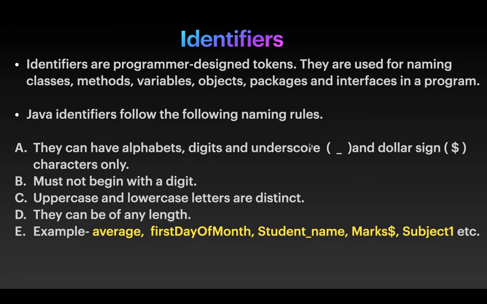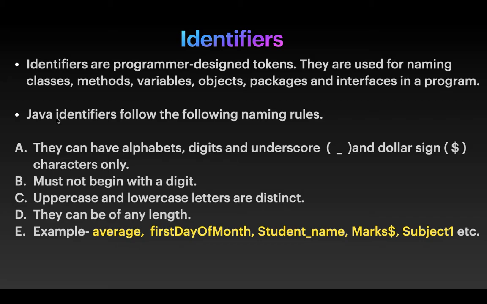Now, identifiers. These are programmer-designed tokens, you can say. These are tokens too, but designed not by the language itself but by the programmer. They are used for naming classes, methods, variables, objects, packages, and interfaces. Alright, so these are the user's choice. While making a program, we need to name a class or a method or a variable, objects, packages, and interfaces. All the names provided by the users are called identifiers. Like we have a particular name that is our identity, same way every class, method, variable, object, package and interface has a particular name given by the programmer or the user. Those are called identifiers.